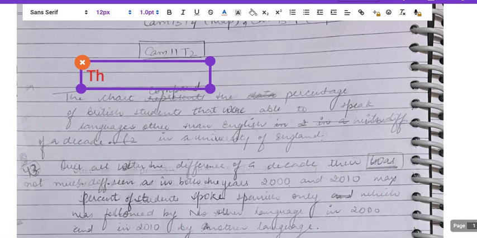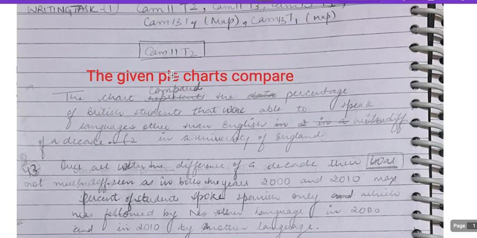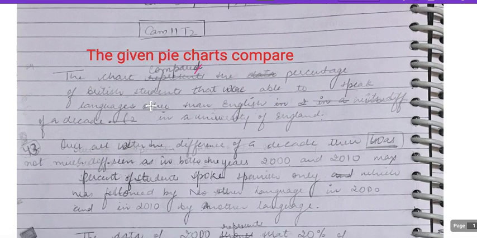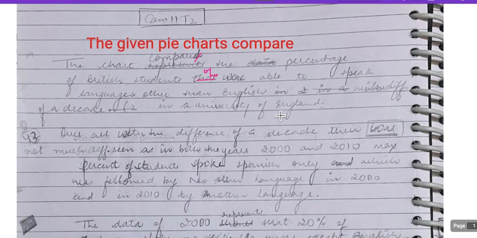You can say the given pie charts compare. So "compared" will not come, compare the percentage of British students who were able to speak languages other than English in, what is this? Different. It's not clear actually. Able to speak languages other than English within a decade.